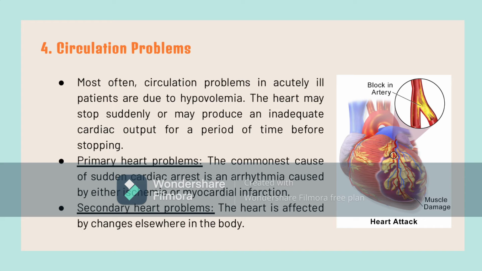For the secondary heart problems, the heart is affected by changes elsewhere in the body. For example, cardiac arrest will occur rapidly following asphyxia from airway obstruction or apnea, tension pneumothorax, or acute severe blood loss. Severe hypoxia or anemia, hypothermia, oligemia, and severe septic shock will also impair cardiac function and may lead to cardiac arrest.